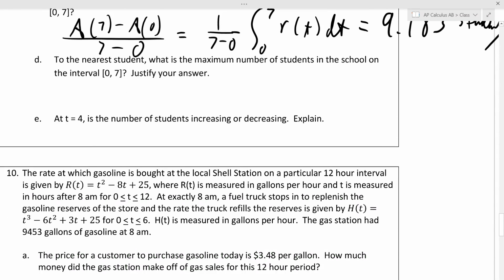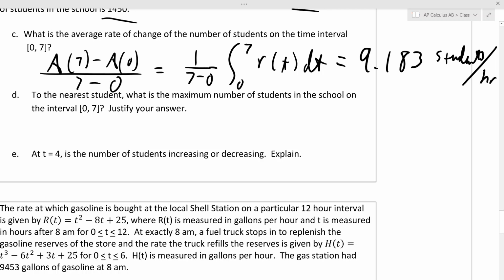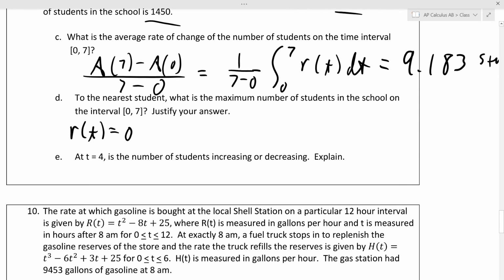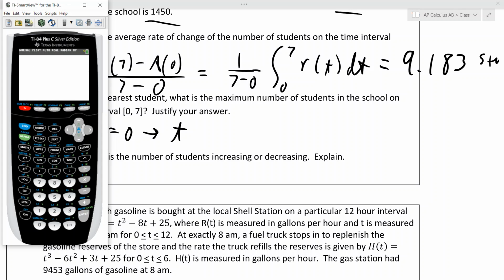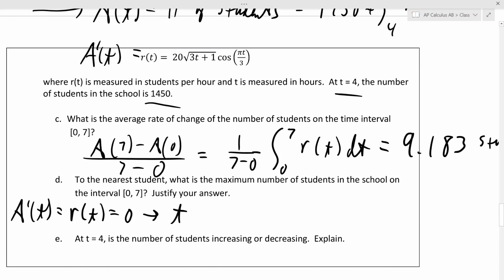To the nearest student, what's the max number of students? So we need to find where r of t is 0, because that's N prime of t, right? Because we're going to maximize the number of students, and that function is N. So we find its derivative, which is given to us, and we solve that. So let's go into here, and I didn't put in the y equals, which I should have.